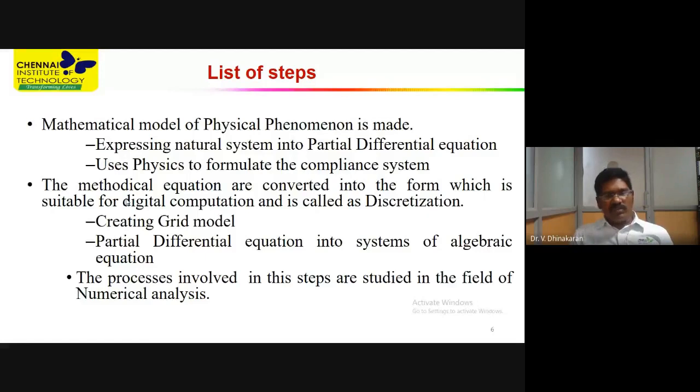So what are the steps to be followed when solving any problem using computational mechanics? I already said, you have to convert the physical phenomena or physical system into partial differential equations. Then you have to use the physics to formulate the system. You should know how to extract the physics from the mathematical equations. By utilizing that, you need to develop a mathematical model which is the replica of the physical model.